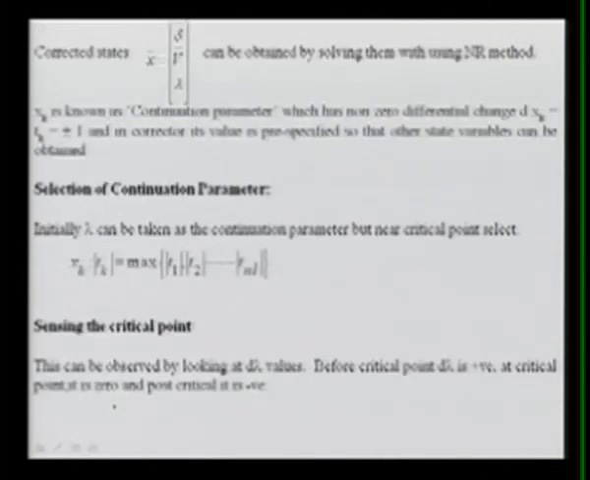The corrected state, that is x bar, can be obtained by solving using the conventional Newton-Raphson method. Xk is known as the continuation parameter. The kth x is known as the continuation parameter, which has a non-zero differential change, that is dxk should be tk, and that should be plus or minus 1. In the corrector its value is pre-specified so that other state variables can be obtained. Now you can see in this method what we are doing.